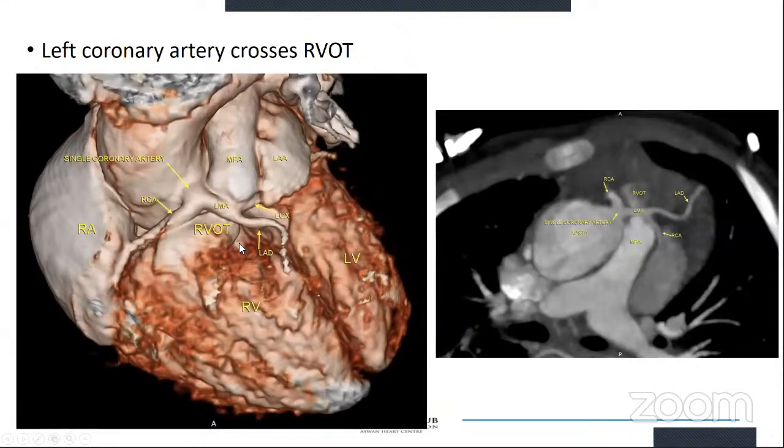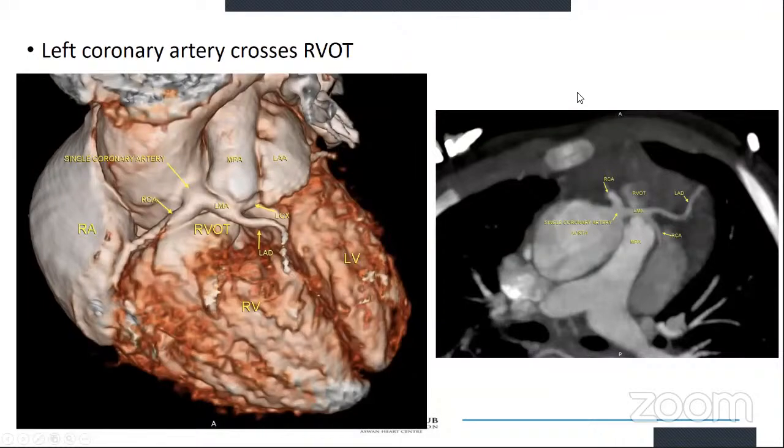If it were a tiny RV branch crossing the conus, this is not unusual and can be sacrificed. But if it is a major coronary artery, either the left main, LAD, or sometimes the right coronary crossing there, this cannot be divided. So there are multiple options here. If the whole procedure can be done transatrially with resection from inside, this can be an option. Other options would be putting RV to PA conduits.